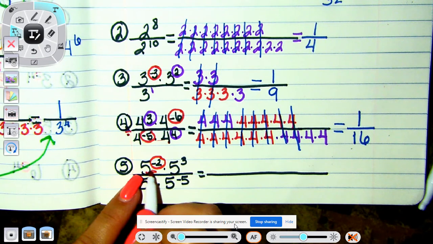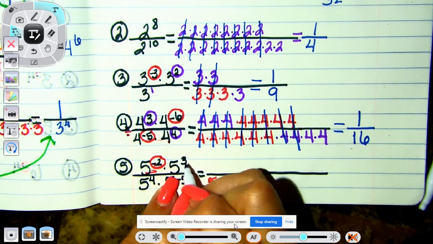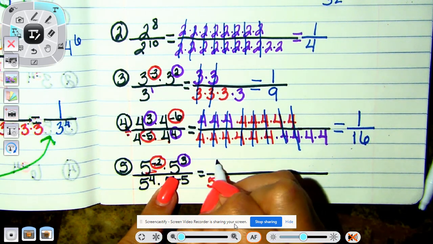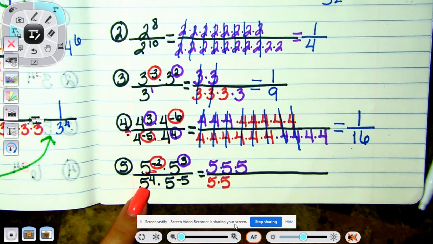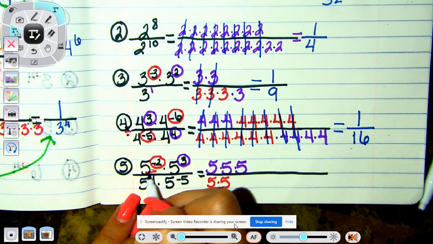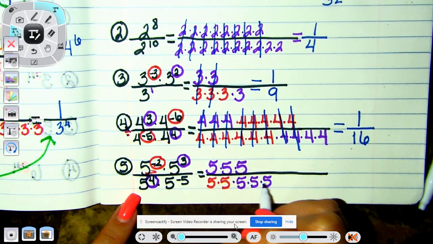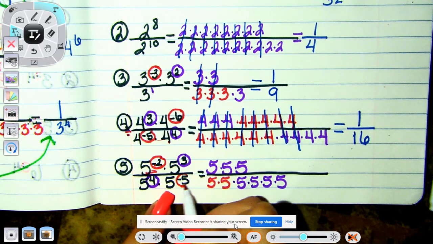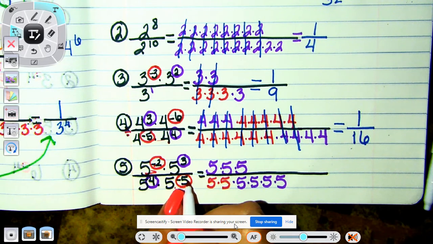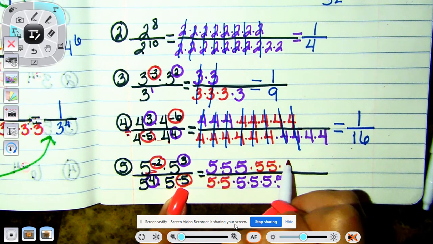This is up on top, so it's multiplying, but we're doing the opposite. So we're going to divide by 5 2 times. This is up on top, so it means multiplying, no negative, so we're just going to be multiplying by 5 3 times. This is on the bottom, which means division, no opposite, so we're going to divide by 5 4 times. There is a negative. It's on the bottom, which means division. It's a negative, which means the opposite, and the opposite of dividing is multiplying by 5 5 times.